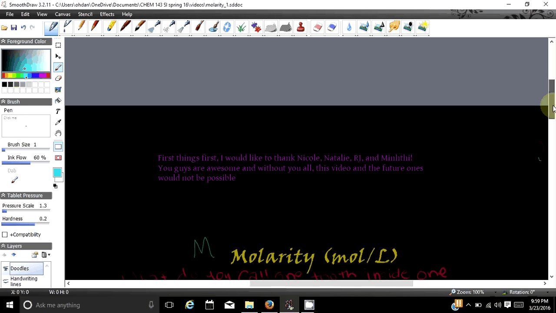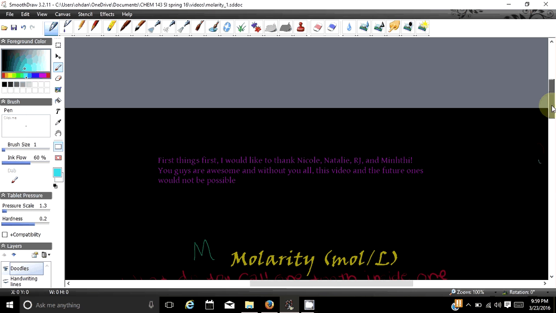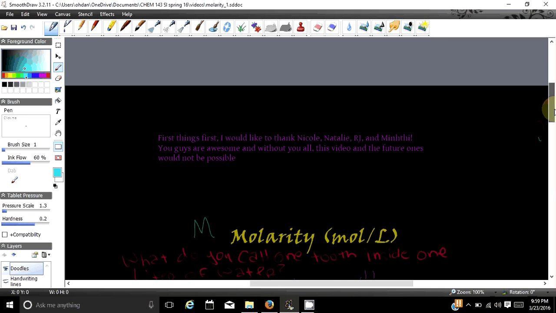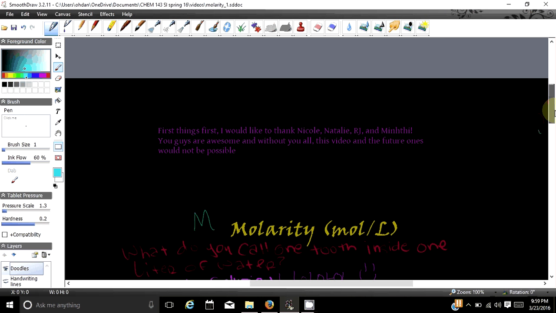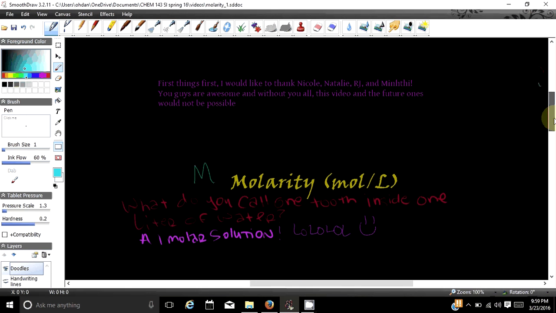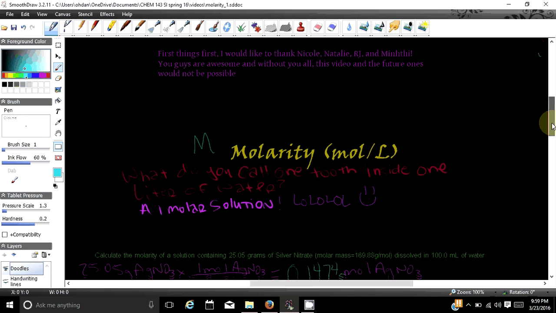So, molarity, which is moles per liter. It's super common. It's something you'll use pretty often in chem, especially with solutions. So what do you call one tooth inside of a liter of water? A 1 molar solution. Alright, I guess it's not that funny, but still, I like it.